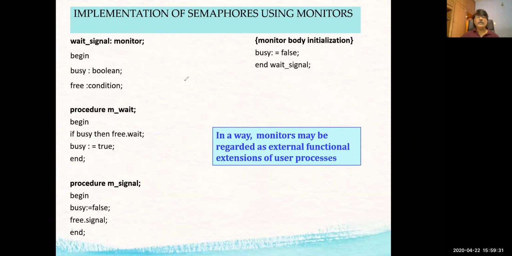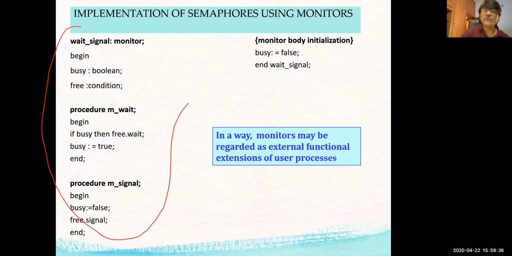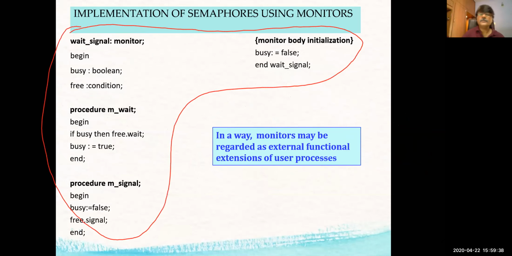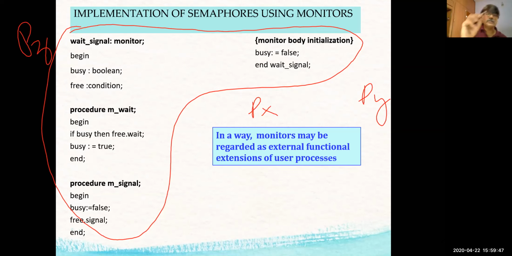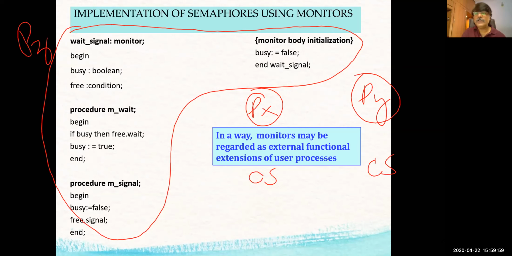Now we'll see this by using the monitor. Again, please remember, this monitor is a program. Process X and process Y are processes which are outside the monitor. You can say the monitor is process Z, and process X and process Y are different processes. Process X has a critical section, and process Y also has a critical section. Let us see how the monitor implements mutual exclusion.